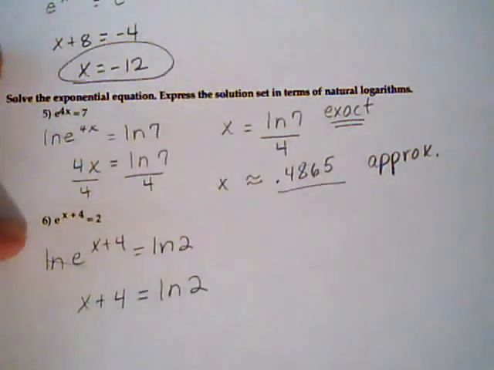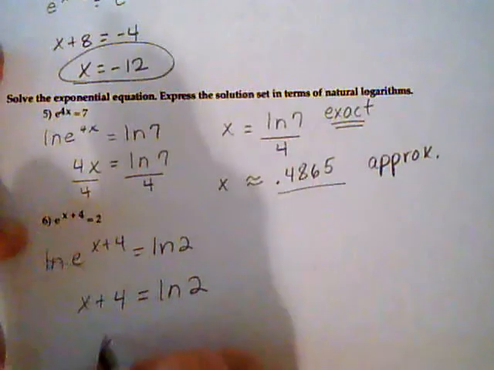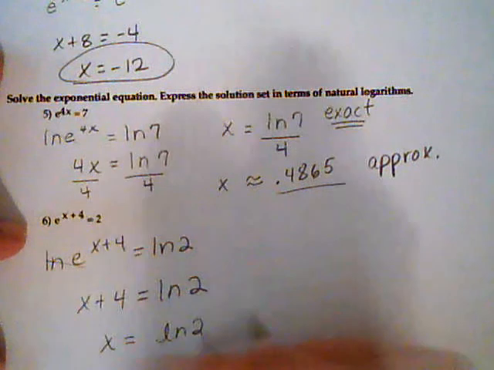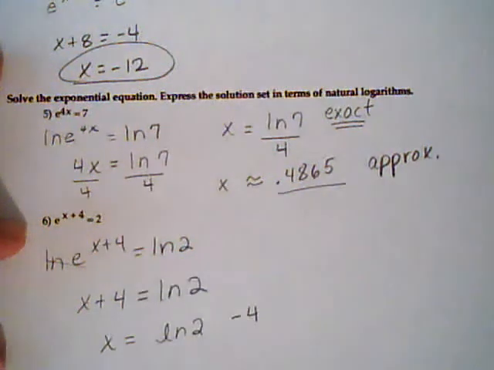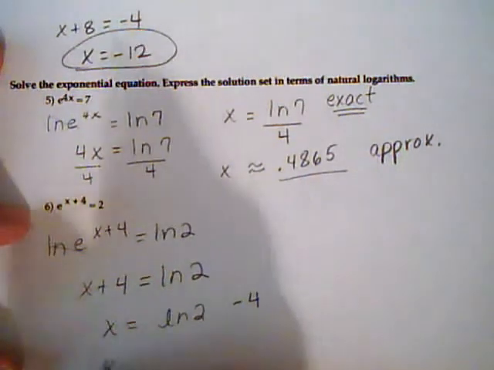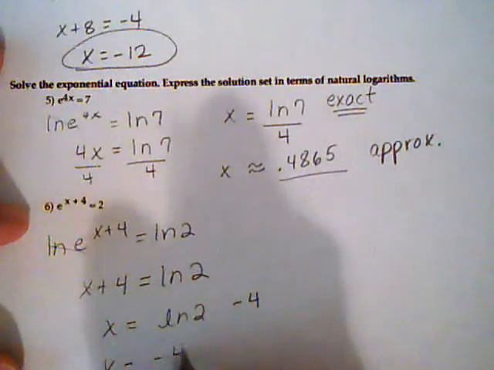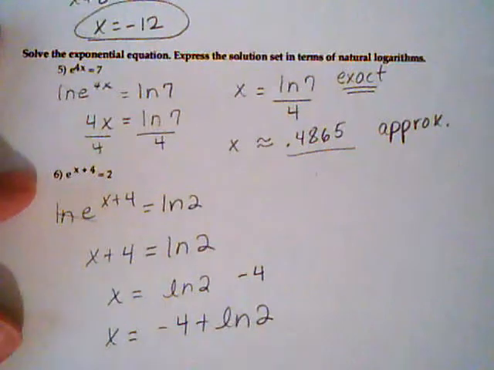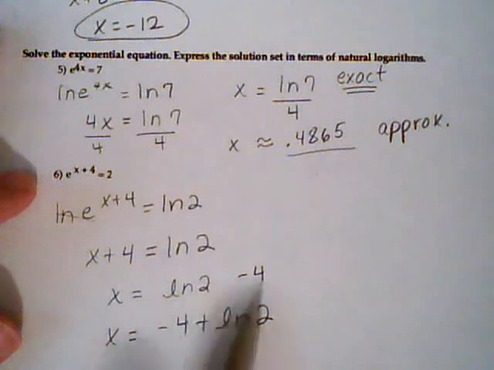Then if I wanted to solve for x, I would have to subtract 4. So x would equal the natural log of 2 minus 4. Be careful how you write that and how you type it in the calculator. It may be better if you write it as negative 4 plus the natural log of 2, just to make sure you don't get your negative 4 included in here as your argument, especially if you're working on the calculator.